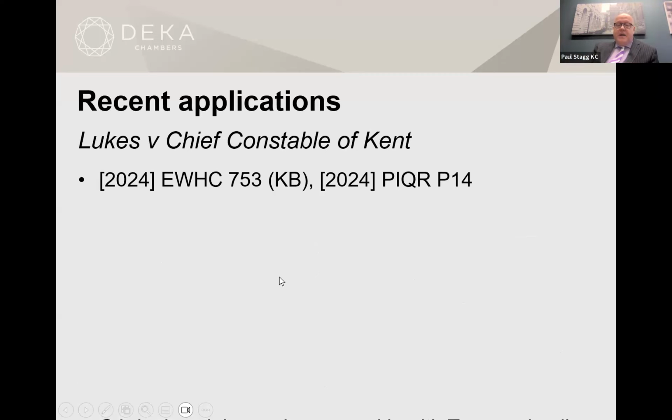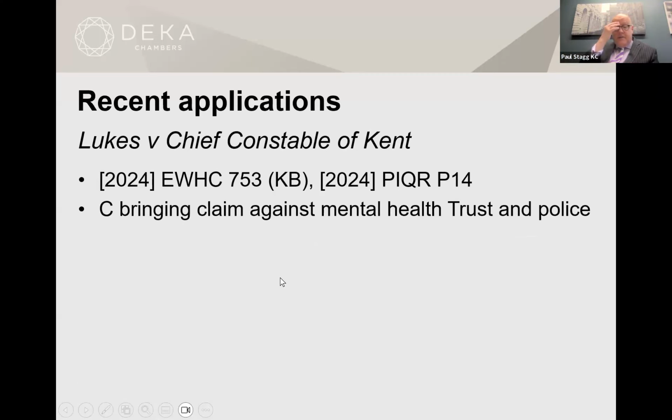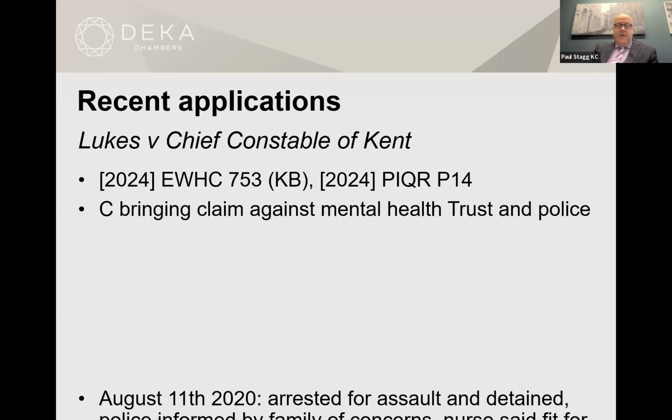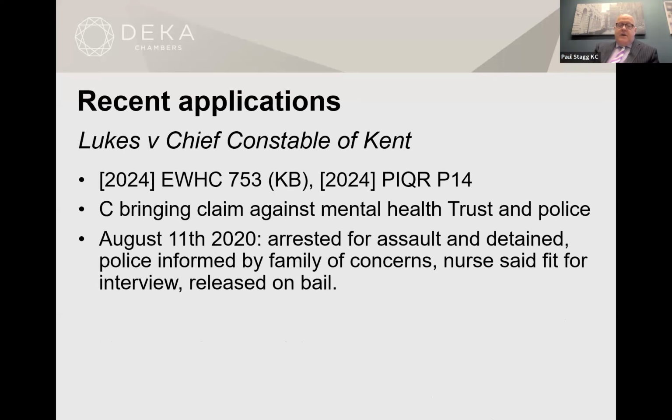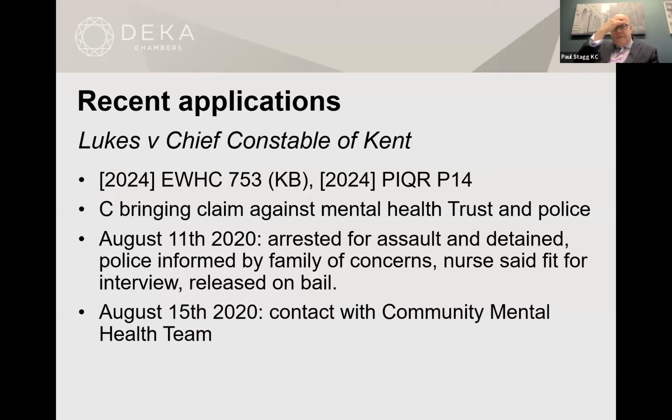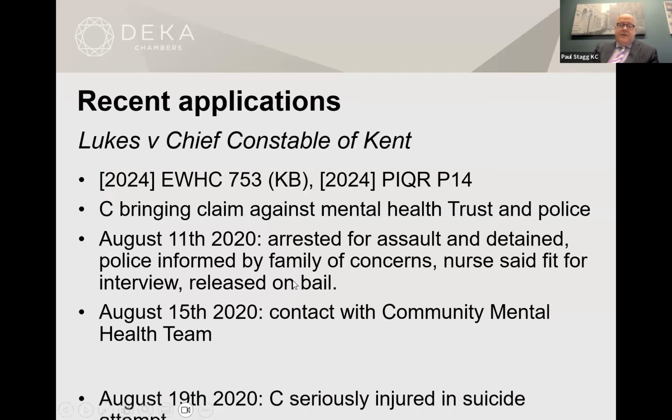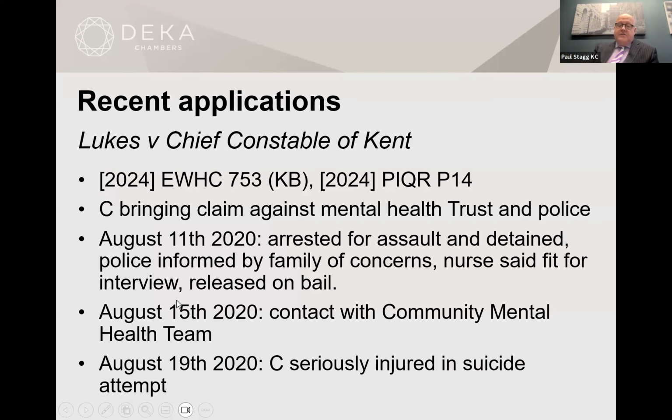Luke's, this was a claim brought against the Chief Constable of Kent and the local mental health trust there. Series of events. The claimant was arrested for assault and detained on August the 11th, 2020. The police were informed by the claimant's family of their concerns for him. A nurse said that the claimant was fit for interview, and he was later released on bail. On August the 15th, he had contact with the community mental health team, and on the 19th, he was seriously injured in a suicide attempt.